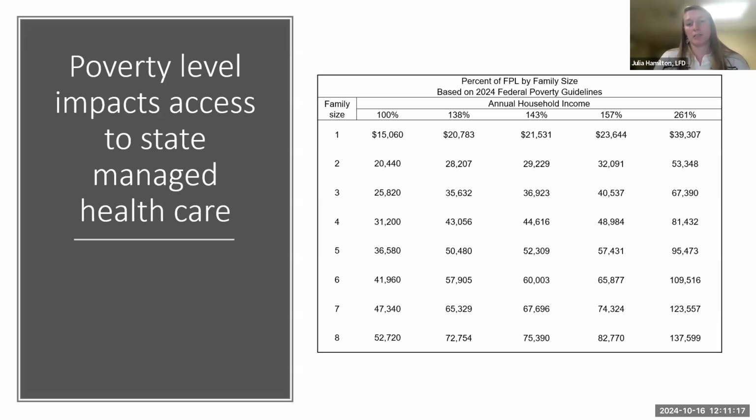You can see to the left is the number of people in each household. For a person of one, 100% of the federal poverty level is going to be $15,060. So that's the annual household income for that individual. Up to a family of four, that household would have to make $31,200 or less to fall within this particular threshold.